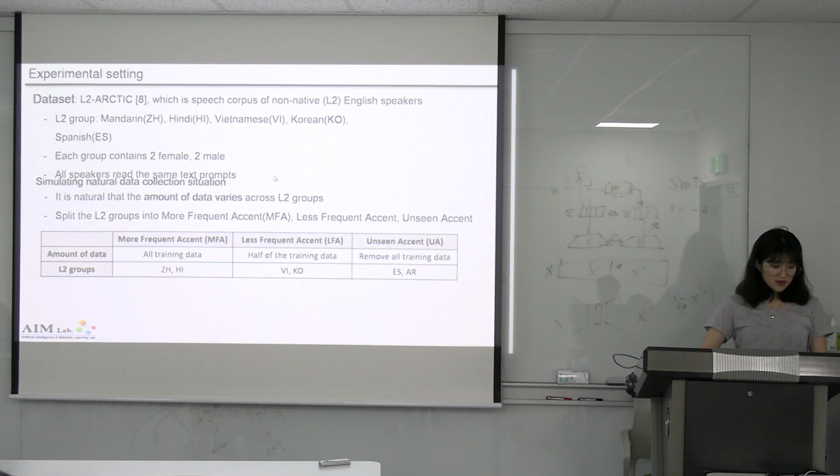So when collecting the data, it is common that the amount of data collected for each accent could be different. So we split them into 3 groups. The first one is the more frequent accent, which uses all training data, the next one is the least frequent accent, which uses half of the training data, and the last one is the unseen accent.